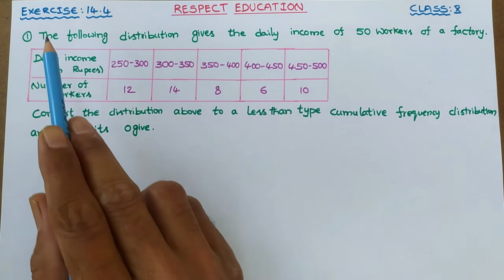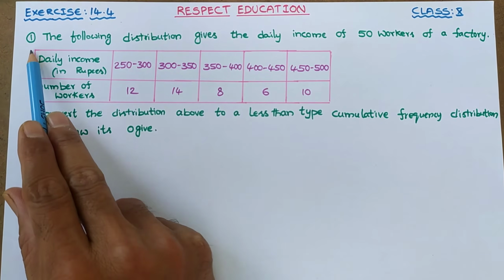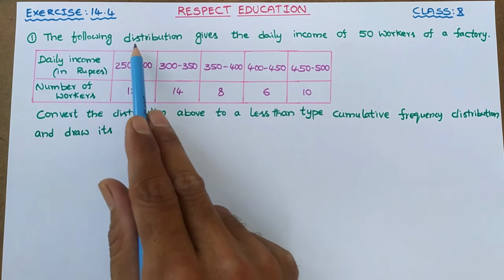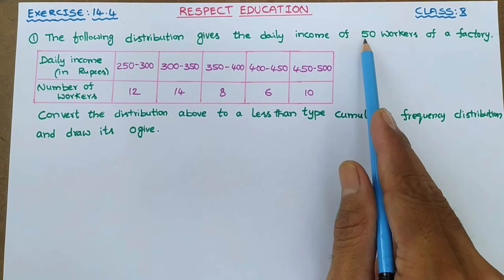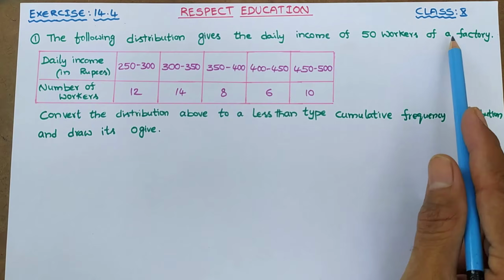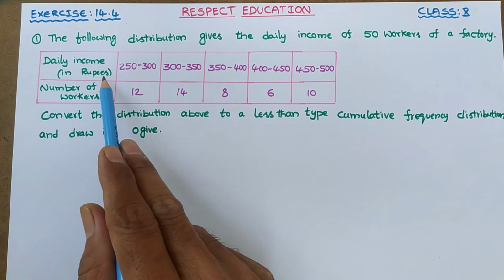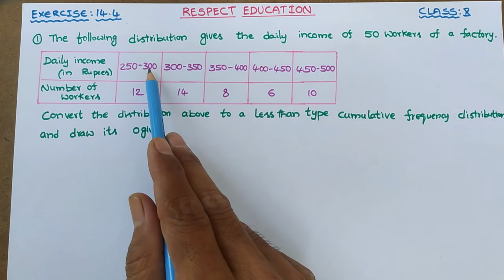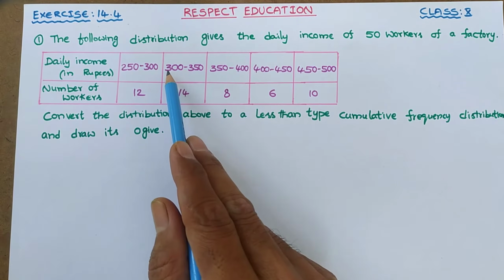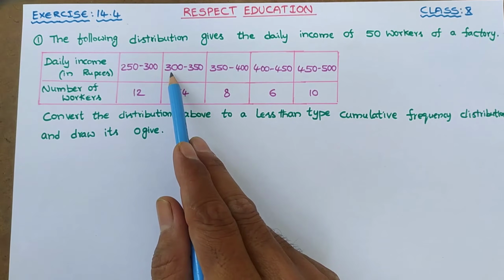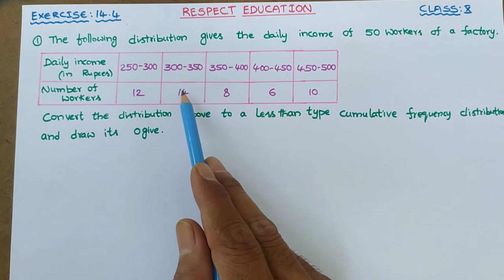Now we see exercise 14.4, question number 1. The following distribution gives the daily income of 50 workers of a factory. Daily income, in rupees, 250 to 300: there are 12 workers. Those taking 300 to 350 rupees, there are 14 workers.